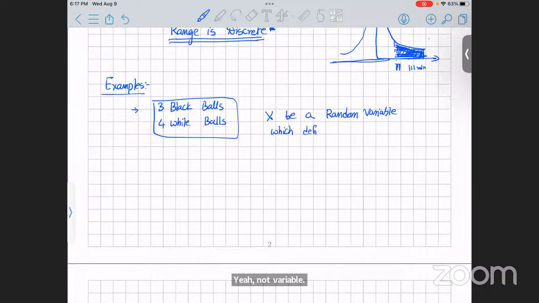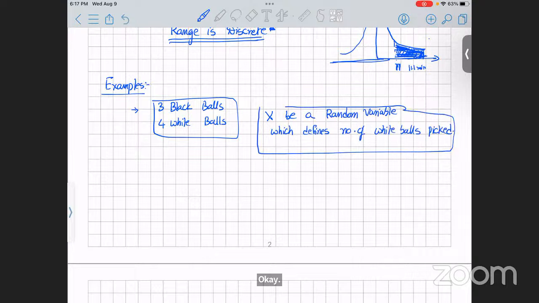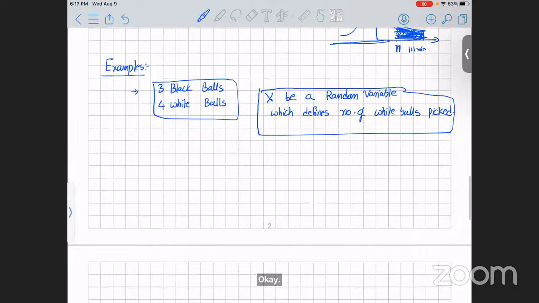Which defines the number of white balls picked out of 5, I mean like, the number of white balls picked out of 5 balls. Okay.